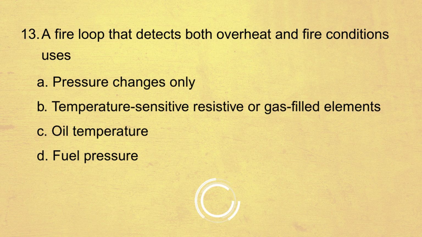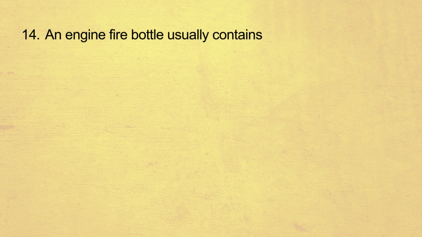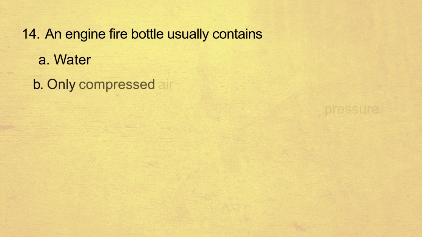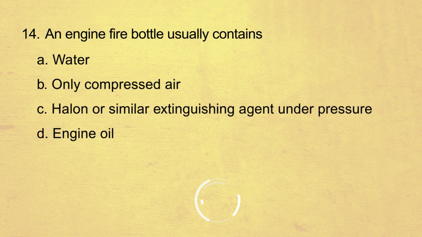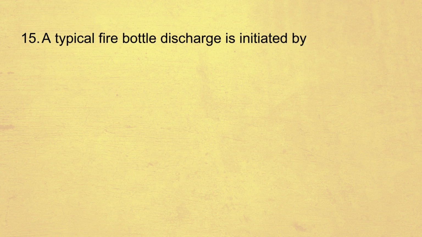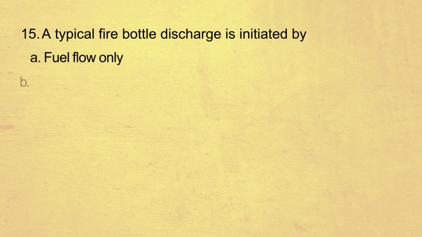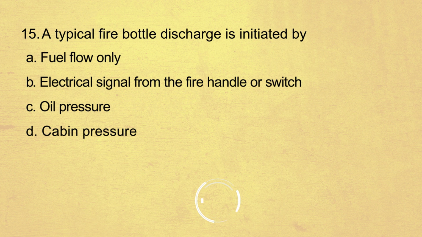A fire loop that detects both overheat and fire conditions uses temperature-sensitive resistive or gas-filled elements. An engine fire bottle usually contains halon or similar extinguishing agent under pressure. A typical fire bottle discharge is initiated by an electrical signal from the fire handle or switch.